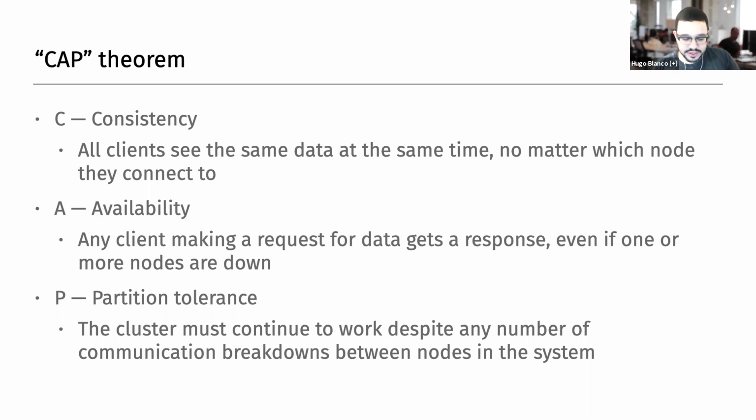So in that case, say server A and B are online, but server C is offline, so we can still have server A and B respond to requests and provide a response. And also partition tolerance is the ability to support that kind of network partition. So the cluster must continue to work despite any number of communication breakdowns between nodes in the system.